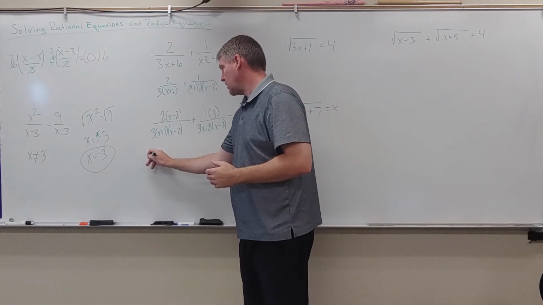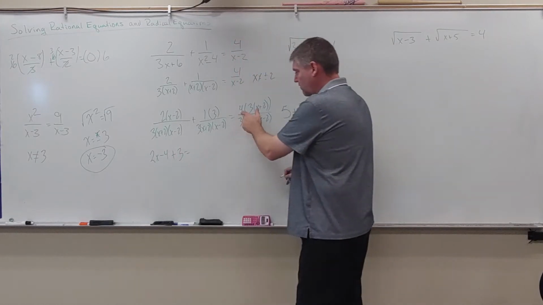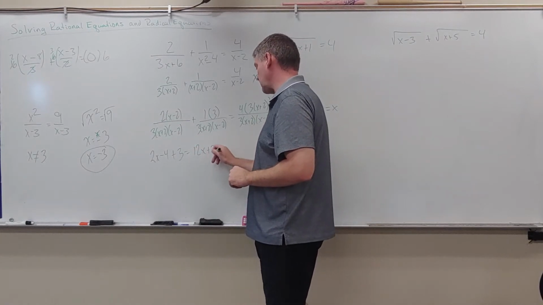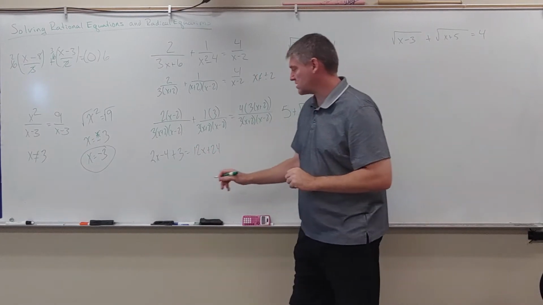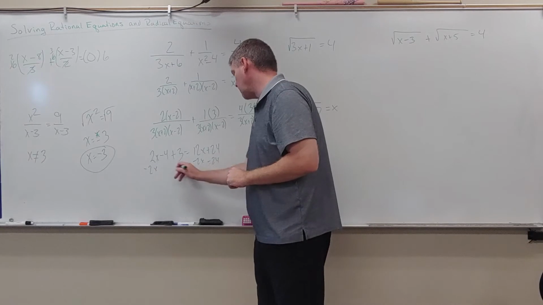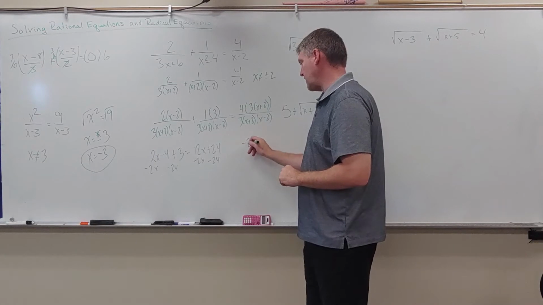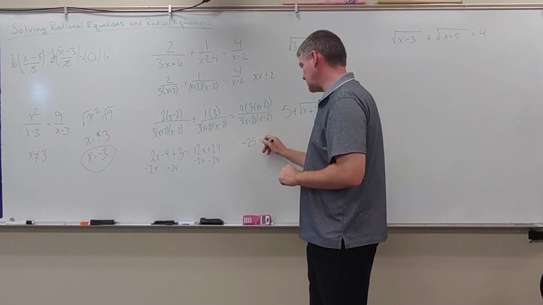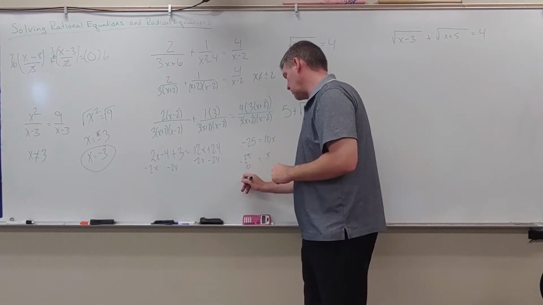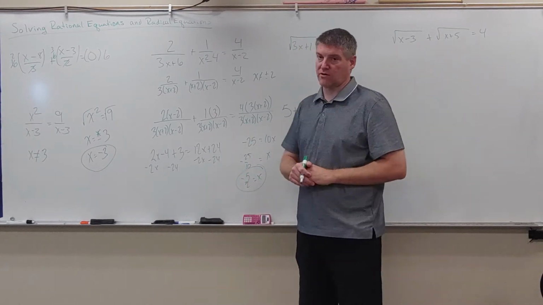So I have 2x minus 4 plus 3 equals 4 times 3 is 12. 12 times x is 12x plus 24. Just going to do a little simplifying here. So I'm going to subtract my 2x over, and I'm going to subtract my 24. Okay, so I get negative 25 equals 10x, or x equals negative 25 over 10, which is negative 5 halves. So there's my value of x, okay?